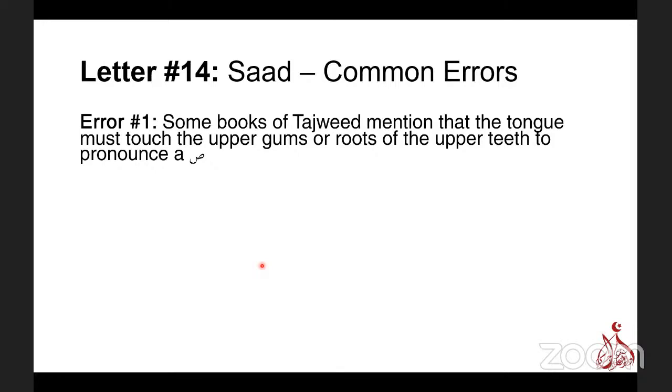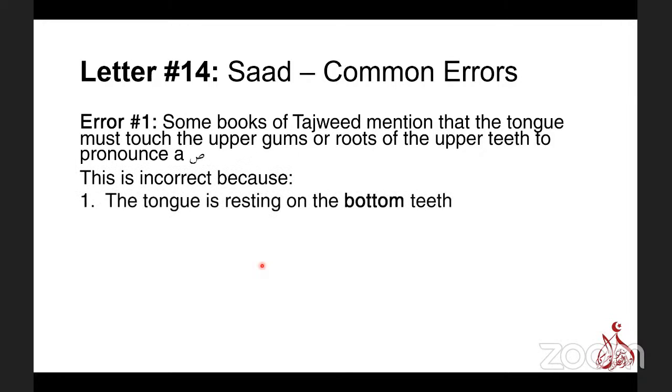I mentioned that to pronounce Saad, the tip of the tongue is touching the bottom teeth. Some books will tell you that your tongue should be touching the upper teeth or the upper gums to pronounce Saad. That is incorrect, because number one, the tongue should be resting on the bottom teeth, not the upper teeth. If you put it on the upper teeth, you're going to block the whistling sound.